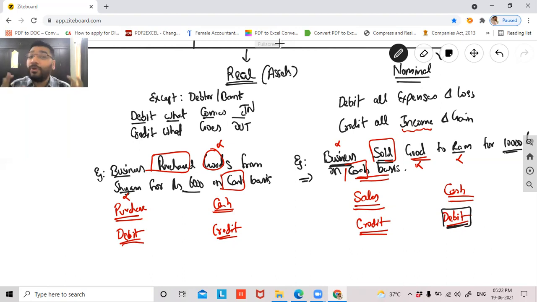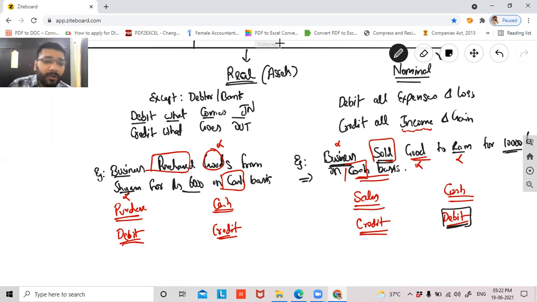Look at the rule. It is beautifully framed. It says that debit what comes in, whatever is coming in. If any asset is coming inside the business, it can be any asset, then debit it. If it is going out, if it is saying Tata, bye-bye, then credit it.